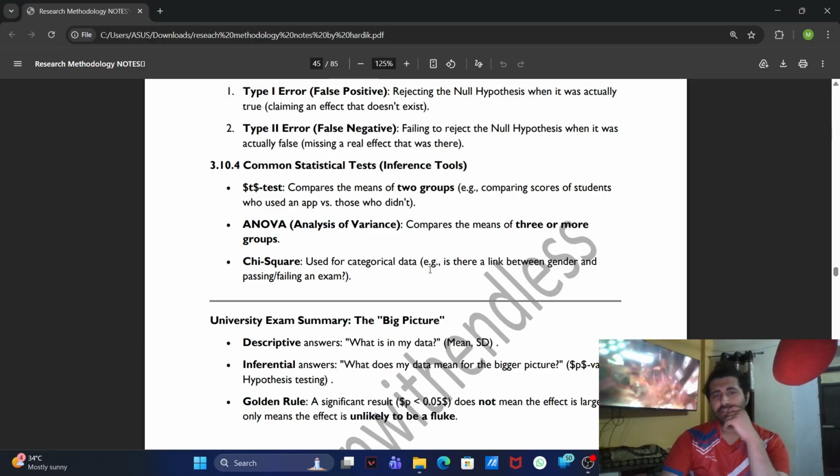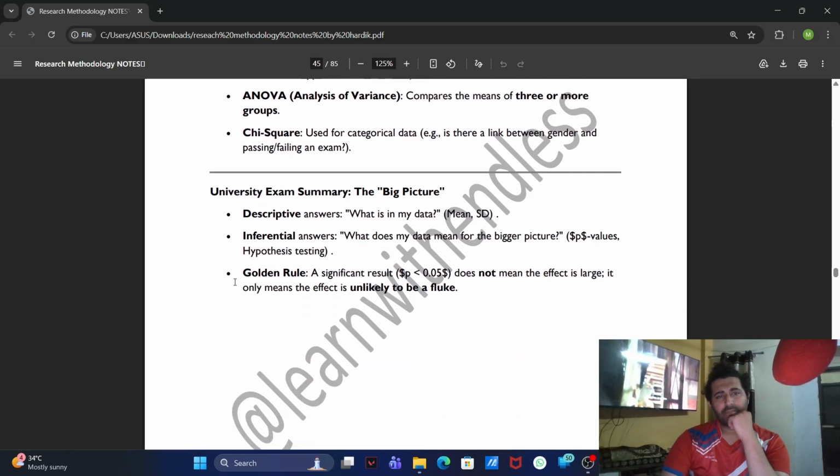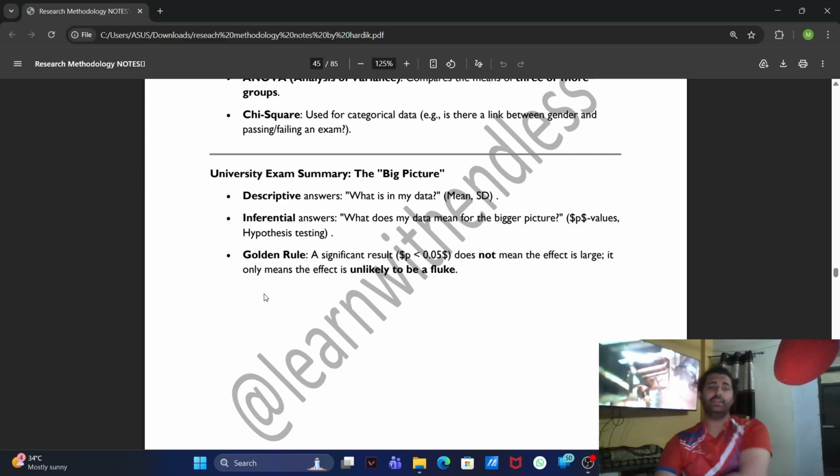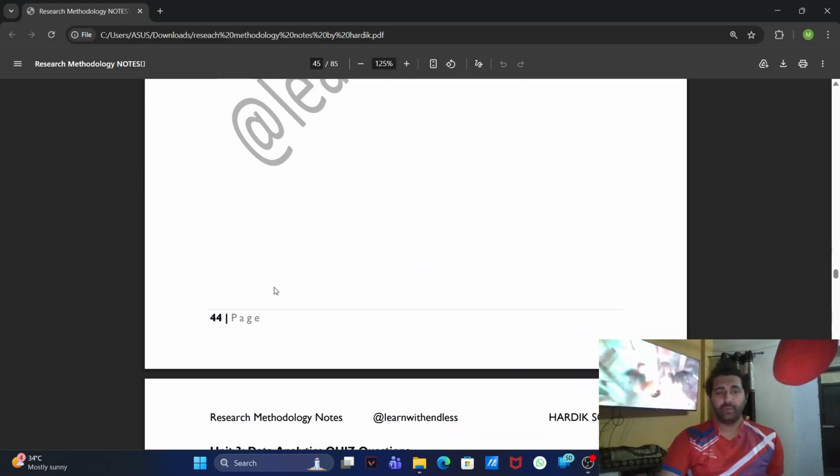Chi-square is used for categorical data. Example: is there a link between gender and passing the training exam? The big picture tips: descriptive statistics answers, where is my data, immediately; inferential statistics answers, what does my data mean for the bigger picture. P-values and hypothesis testing golden rule: a significant result, p less than 0.05, does not mean the effect is large. It only means that the effect is unlikely to be a fluke.